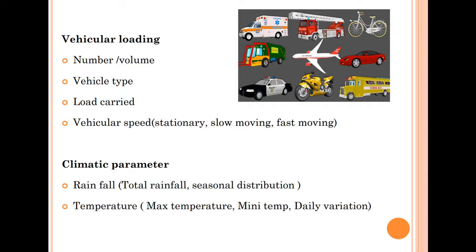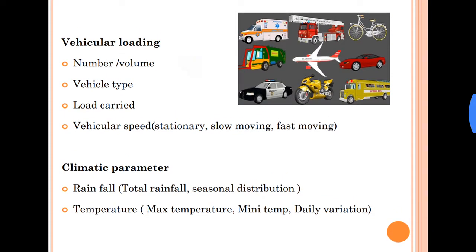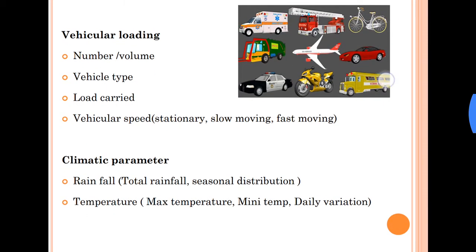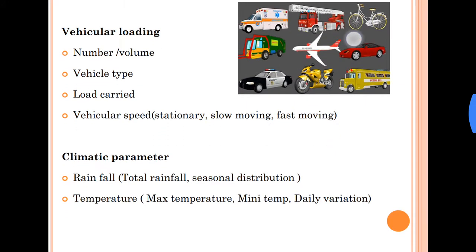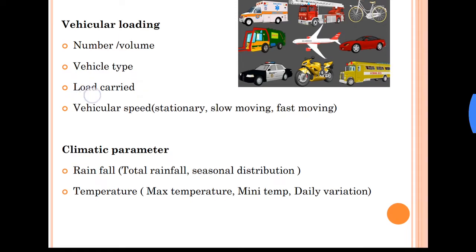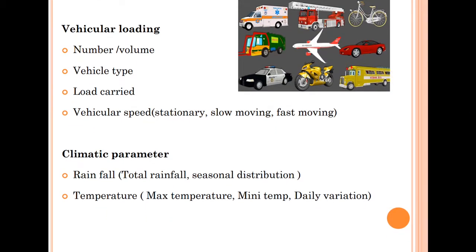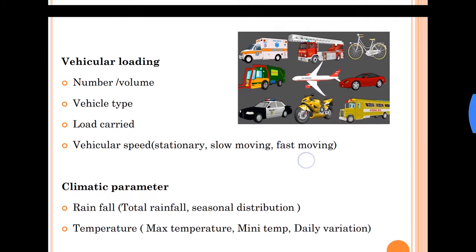Under vehicular loading, what are the things that we need to consider? What is the number or the volume of vehicles? Vehicle type, since there are different types of vehicles being used on the same road, we need to consider each type, convert it to a standard unit and then use that value for design. Then what is the load carried? Load acting on the road through each type of vehicle would be different. And what is the vehicular speed, whether it is stationary, slow moving or fast moving.